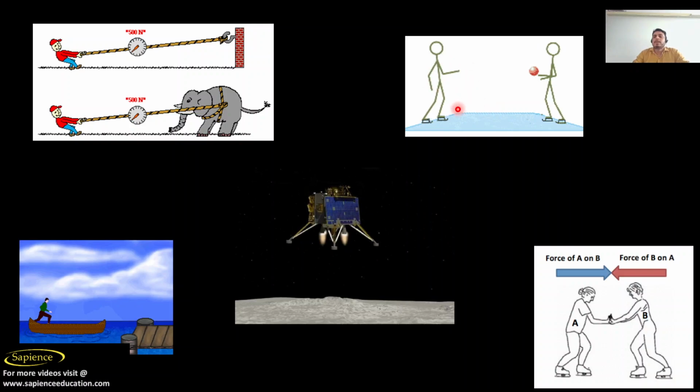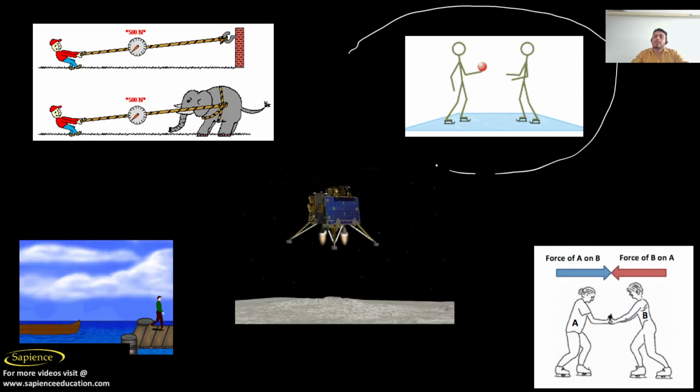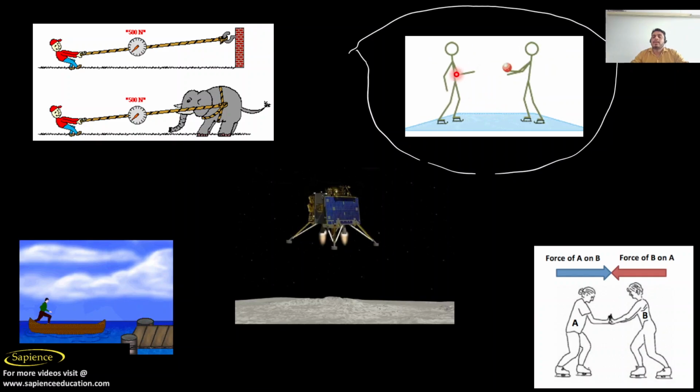Now see this figure, the one with the red color mark. What does this figure signify? There are two persons, one and two, and both are on a frictionless layer. The person on the left side is holding a ball.